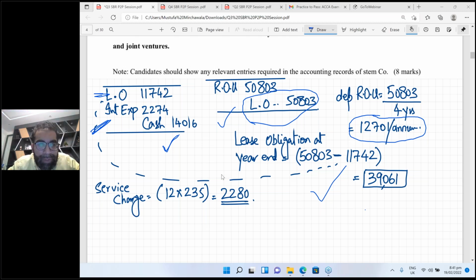The 11742 is calculated by taking the difference between the cash payment and 2274. It's a balancing number. Okay, now let me move.